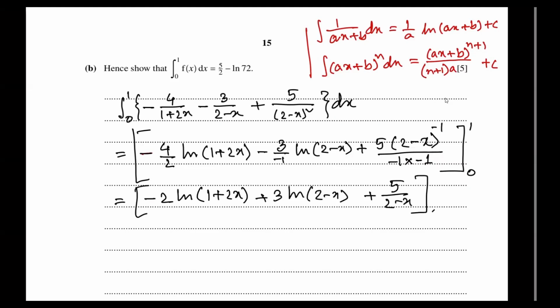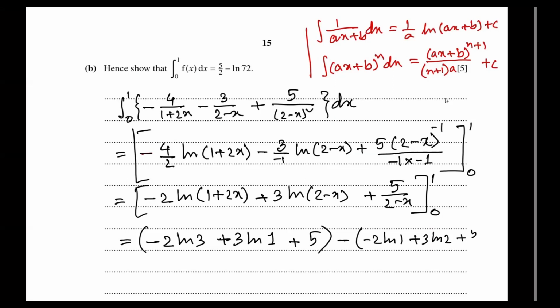Now substitute the limits. Substituting the upper limit, it becomes 2 ln 3 plus 3 ln 1. Remember, ln 1 is 0. And this is 5. Substitute the lower limit, x equal to 0. We have 2 ln 1, which is 0, plus 3 ln 2, and this is 5 by 2.